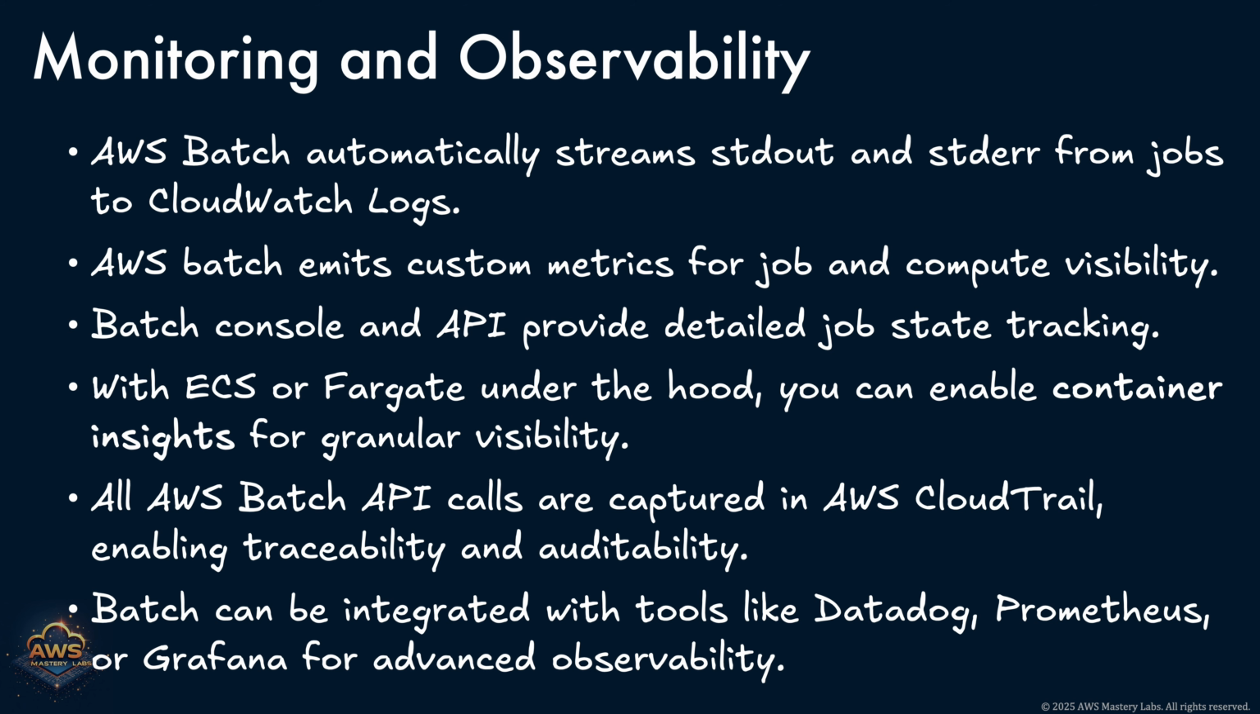AWS Batch provides deep integration with AWS native tools, giving you robust visibility into both job execution and infrastructure health. Let's start with Amazon CloudWatch logs. Each batch job streams its standard output and error directly to CloudWatch, enabling you to view logs in real time or review them later for troubleshooting and performance analysis. This is especially useful when trying to understand why a job failed or behaved unexpectedly.